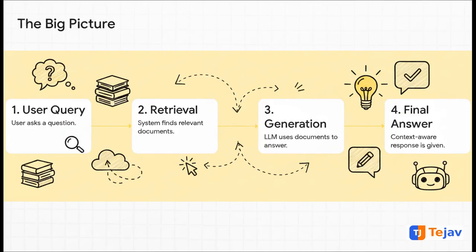So before we get into the nitty-gritty, let's just look at the big picture. Think of a RAG system as basically a two-step dance. First, it retrieves relevant information, and then second, it uses that info to generate a brand new, informed answer. That's it. Retrieval, then generation. Keep that simple flow in your head as we break it all down.